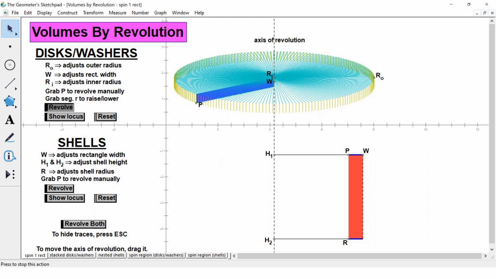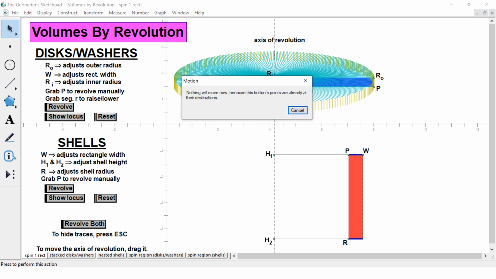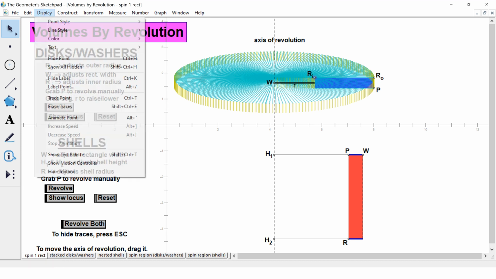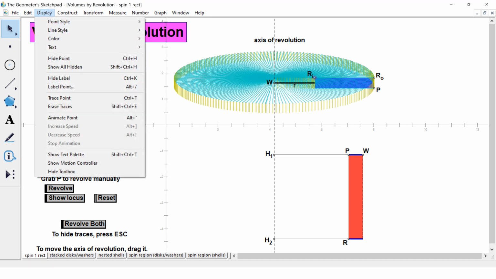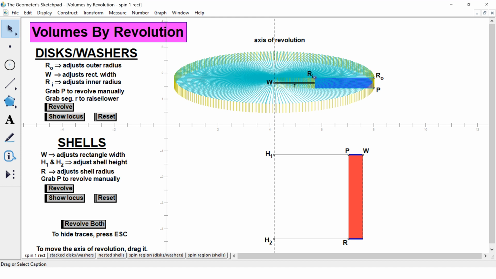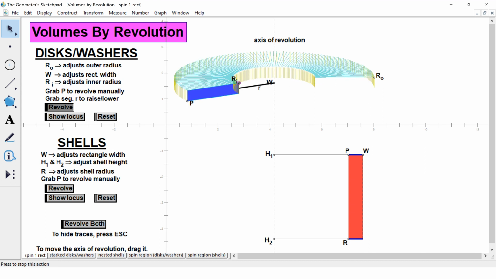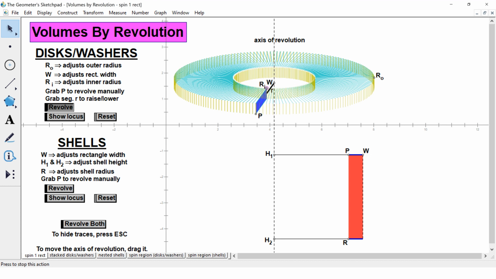While I have this open, let me give you a precursor of what we're going to do when we get to the shell method. We're going to take this little guy and move it off the shape. Display. Erase traces. And then revolve. Ooh. That's called a washer. We'll do that on Monday. No, today's Monday. On Wednesday.